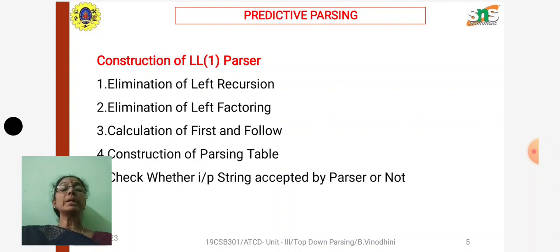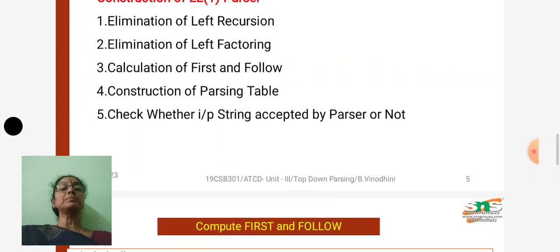Then after finding the first and follow functions, we construct the parsing table. The parsing table is like a table containing rows and columns. The rows represent the non-terminals and the columns represent the terminals. In those entries, we enter the production rules. Based upon the parsing table, in the fifth step we check whether the given input string is accepted or not using the parsing method.